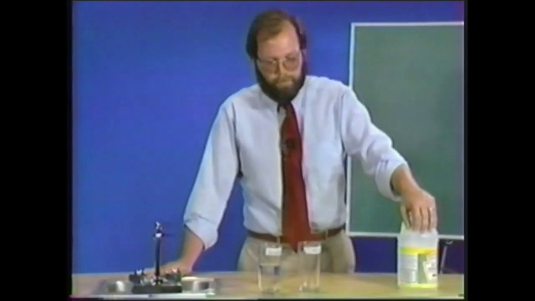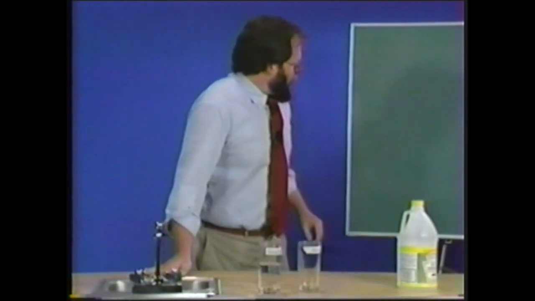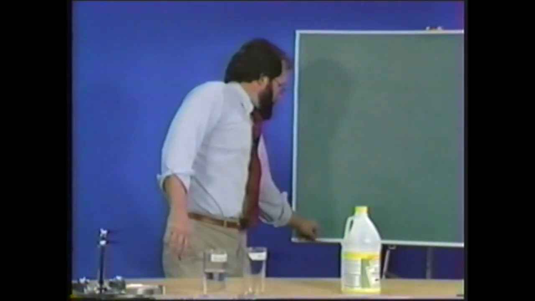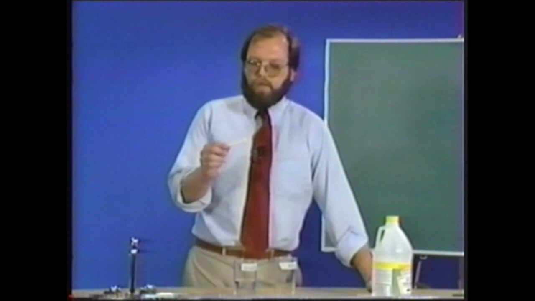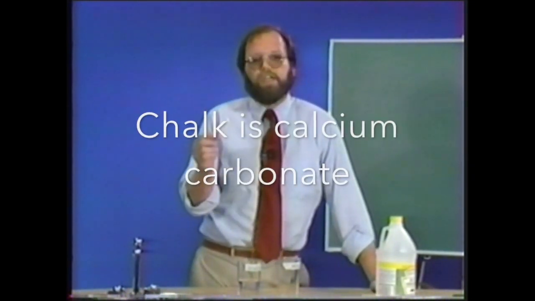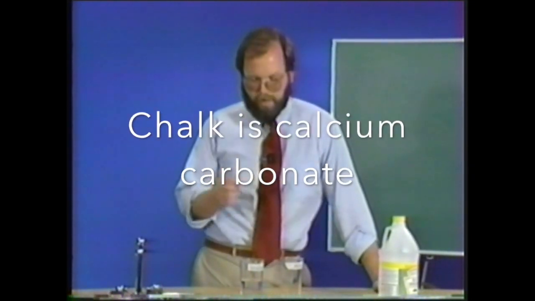Now, we can study how acid rain can hurt buildings and statues with some common materials. We learned in experiment 20 that vinegar is an acid. It turns out that chalk is mostly the chemical substance calcium carbonate.